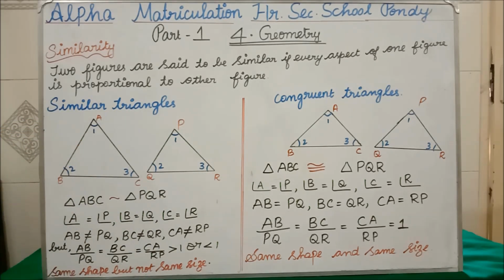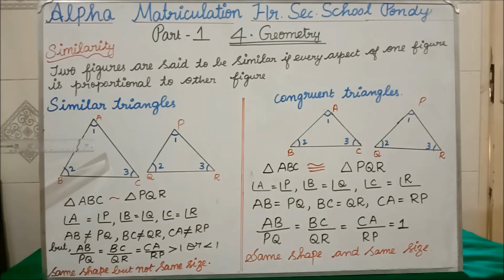If two triangles are similar, how do we write it? You have to put this wavy symbol in between. Triangle ABC, this symbol denotes similar, then triangle PQR. Clear? Okay. Next, the conditions for similar triangles are what?